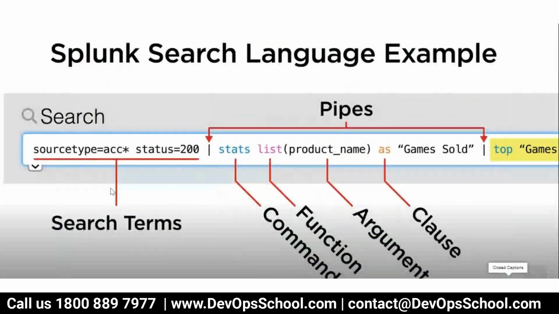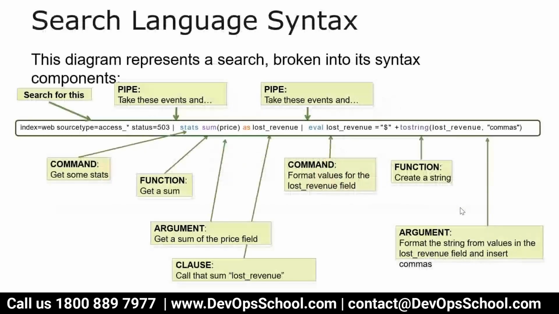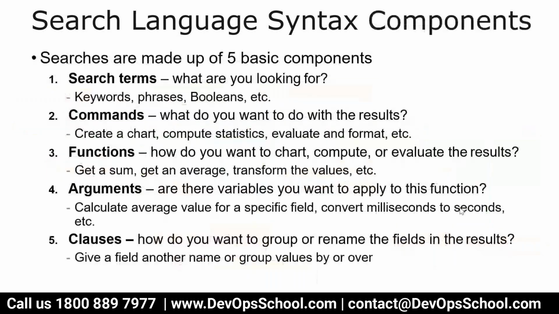Okay, so again, repeat: first search and filter. After that command, function, argument, clause, and these pipes continue till you get the right results. Are you understanding, all of you? So first search commands, then pipe, command function, pipe, command function, and you can continue doing this till you get the results. Are you understanding, all of you?